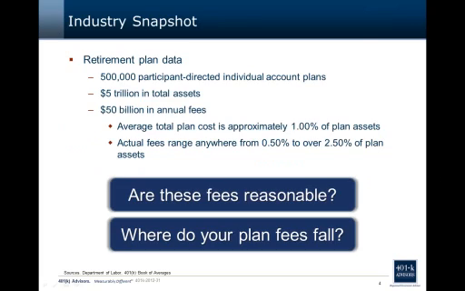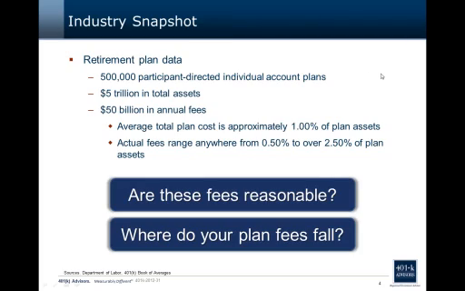So, just a basic industry snapshot. And again, these are rounded numbers, and of course the asset number changes daily with the way the market's behaving. But in general, there's about 500,000 participant-directed individual account plans, representing about $5 trillion in total plan assets. And these plans generate roughly $50 billion in annual fees. So that's an average expense of around 1% of plan assets. That's the all-in cost for investments, advisory, administration, et cetera.